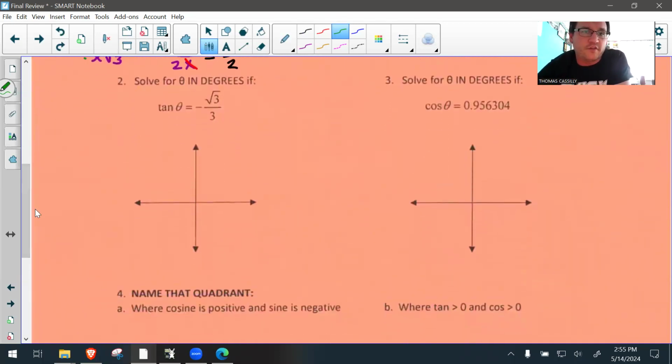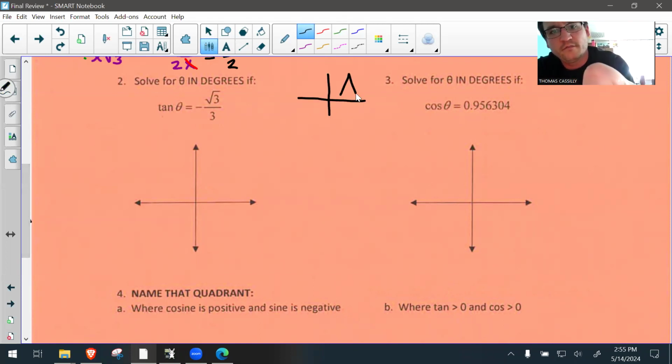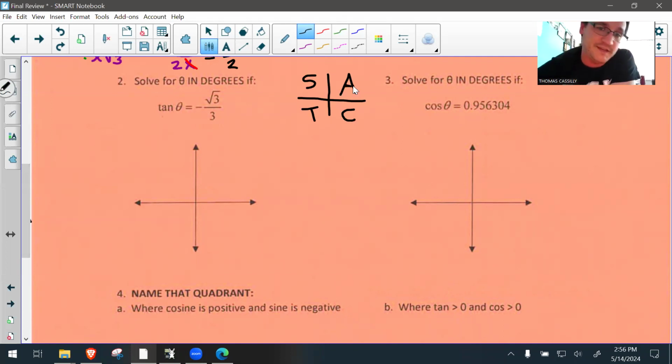All right, so again, solve for theta in degrees if the tangent is equal to negative square root of 3 over 3. All right, well, this one, negative square root of 3 over 3. The tangent, what quadrants is tangent negative in? Well, in order to figure out where it's negative, we have to figure out where it's positive. And we have this little acronym, this little chart thing going on here. We said going counterclockwise, All Students Take Calculus. That's how we remember the order. But this thing tells us where tangent is positive. It tells us where everything is positive.